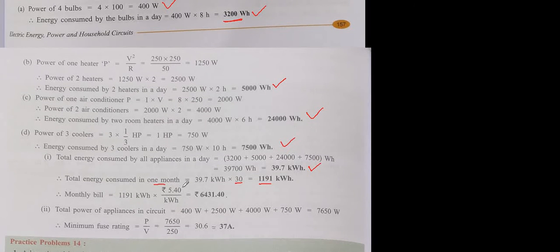Now multiply by 5.40 rupees, we get 6,431 rupees and 40 paisa. Total power of appliances, add all of them, 400, 2,500, 4,000 and 750, you get 7,650 watt divided by the voltage, that is 250. We got the minimum fuse rating of how much? 37 amperes.